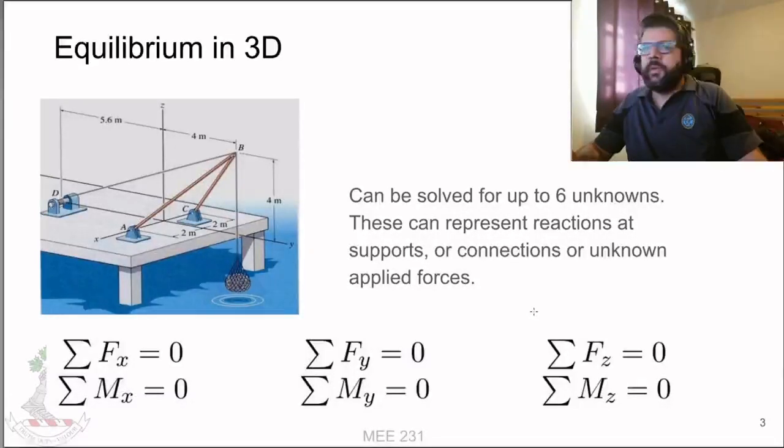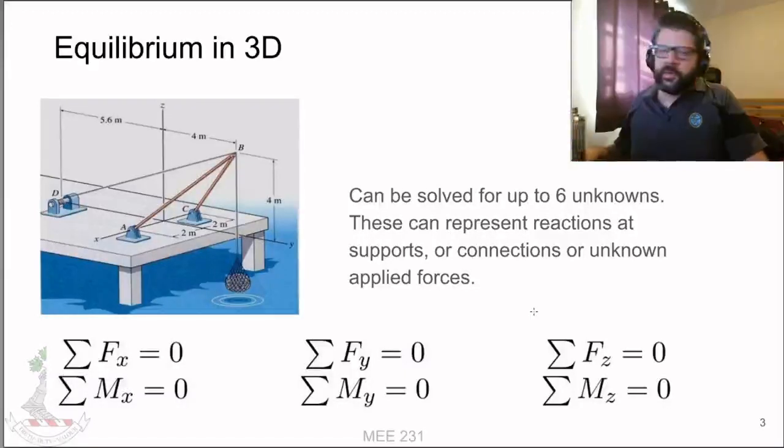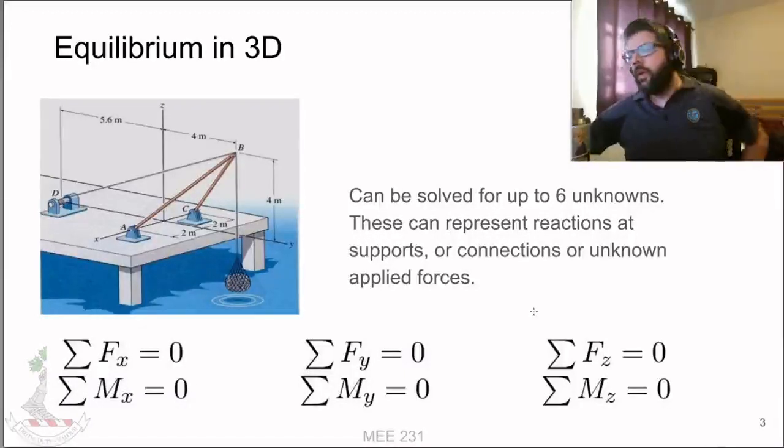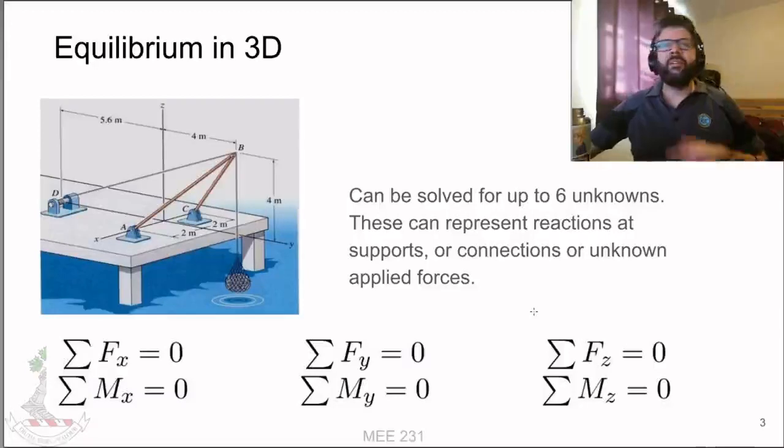So as we talked previously, you can solve for a certain number of unknowns, and again, those can represent the reactions, the supports, connections, unknown applied forces, and so on. We've got 6 equations to work with now instead of 3 equations, so we can solve for more unknowns. Of course, if we are working in 3D, we also generally have more unknowns to be solving for, so, you know, it is what it is.